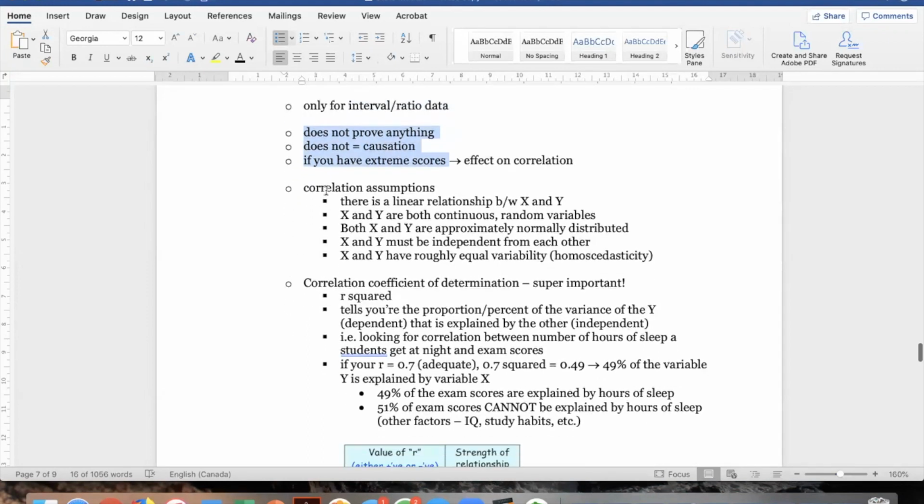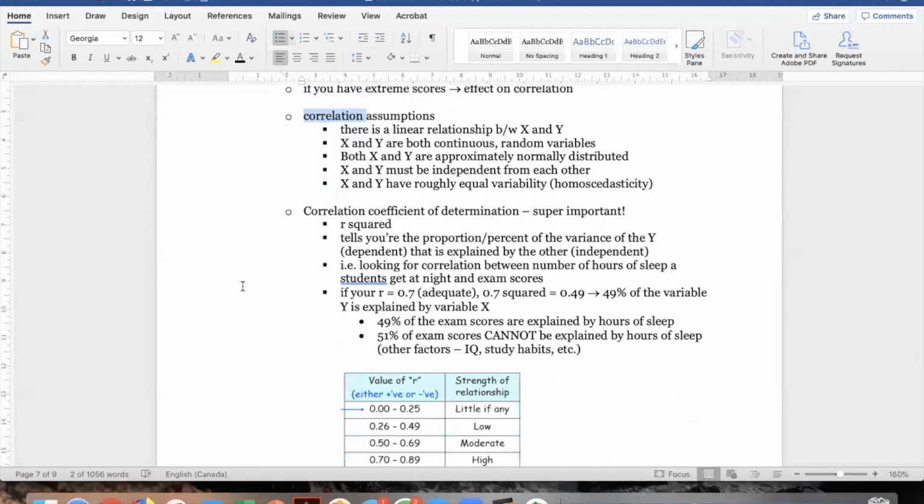Okay, so in order for you to say that there is a correlation between two variables, you have to have all of these things in place. There's a linear relationship between X and Y. Yep. They're both continuous random variables. X and Y are approximately normally distributed. That's really important, right? And so how do you figure that out? You have to do a frequency distribution chart, and then you have to do the histogram, so that you can see that it kind of looks like this, right? It needs to be normally distributed. You can also figure that out by doing your descriptive statistics chart.